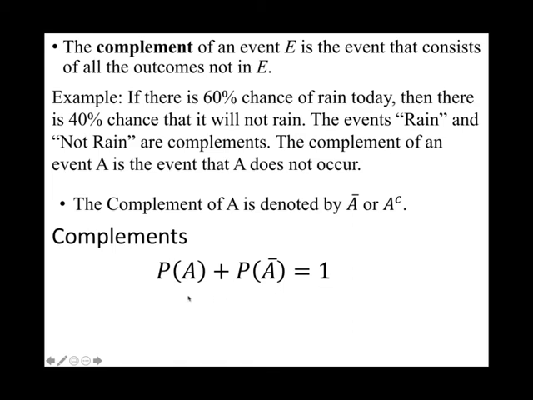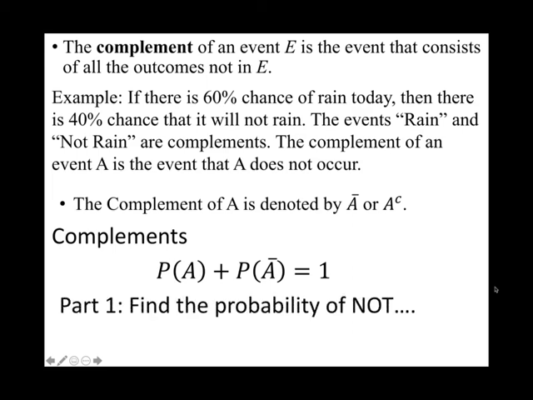Just like this example, if there is a 60% chance of a win today, and this is going to be 40% it will not win, when you add it up, it has to be equal to 100%. Or you could use decimals: 0.6 plus 0.4 will be equal to 1.